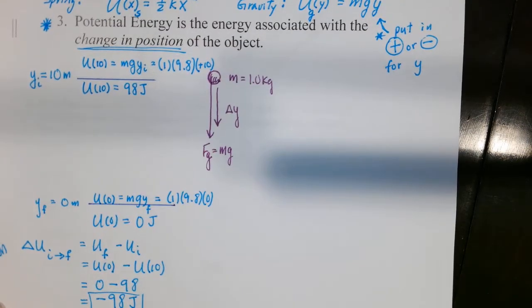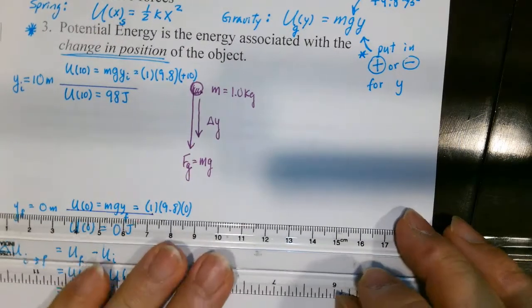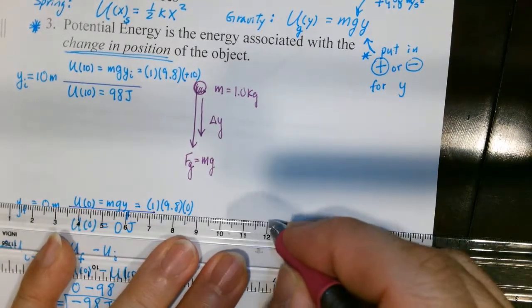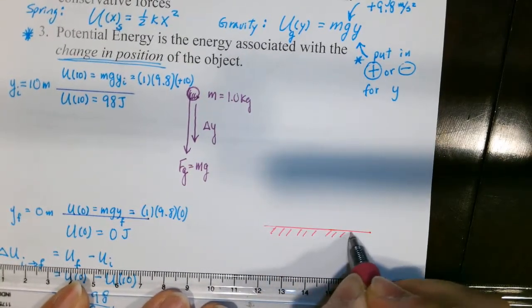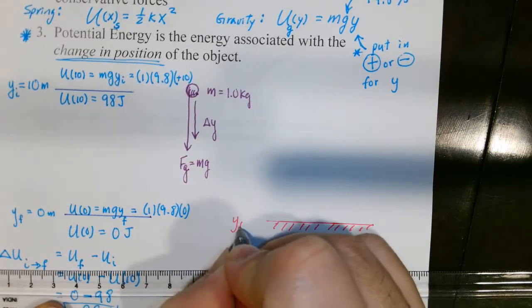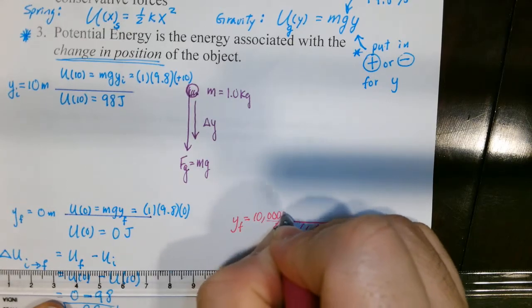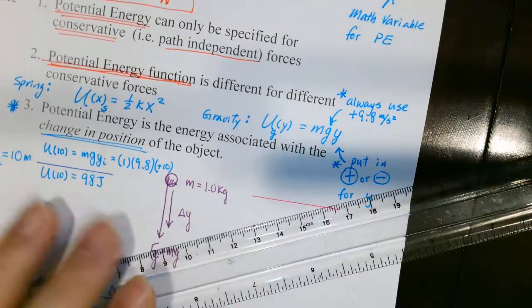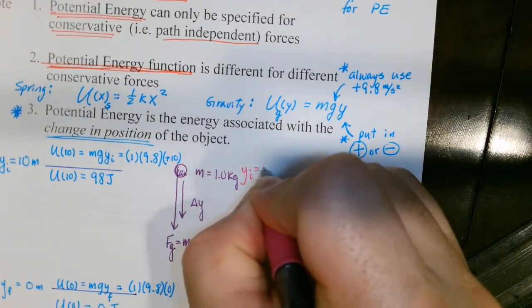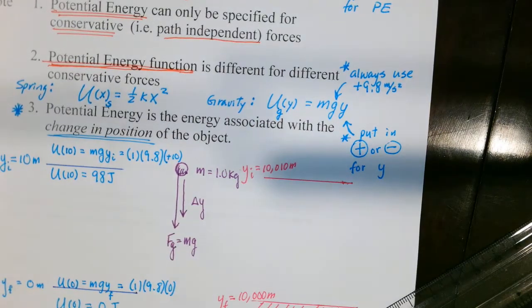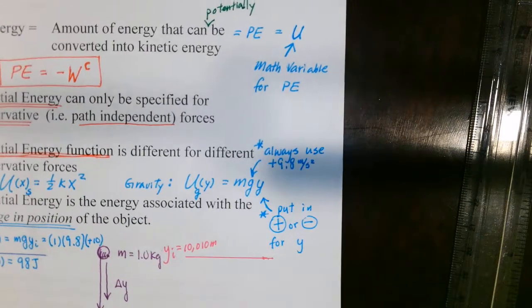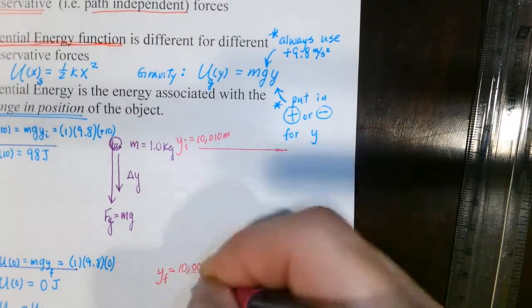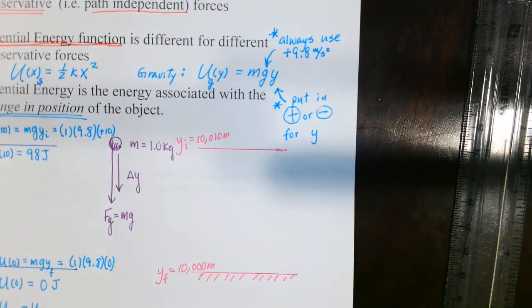Now, how much difference is that if I were to make these values different? For example, let's say instead of 0 here, I call this my y final, and that is, let's say, 10,000 meters. And my y initial, instead of 10 meters, what if my y initial was 10,010 meters? How much does it really change? Well, as far as the potential energy at each location is concerned, it's a huge difference. However, the change in potential energy may exactly be the same.